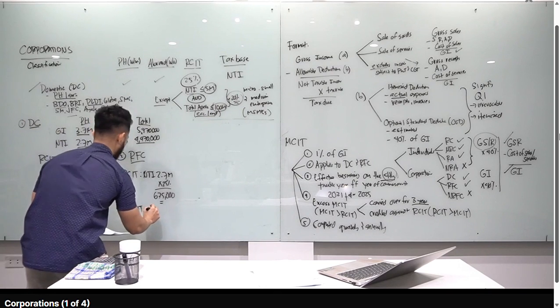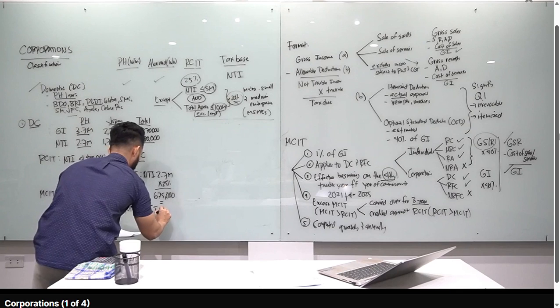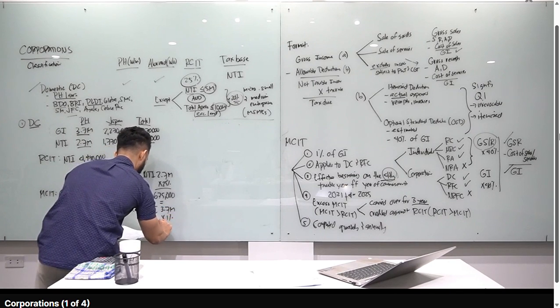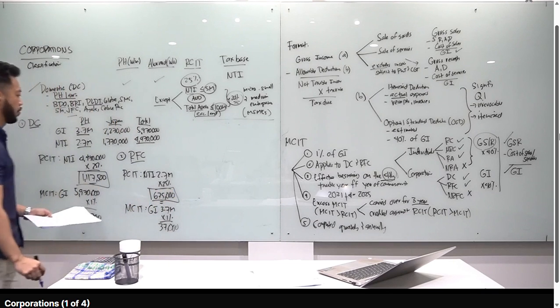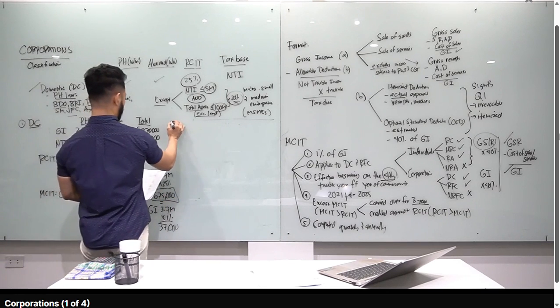So, gross income natin na 3.7 million. Okay? 3.7 million, multiply natin by 1%. You have 37,000 na M-SIT. Obviously, whichever is higher, answer natin 675,000. Let's go to scenario number 3.